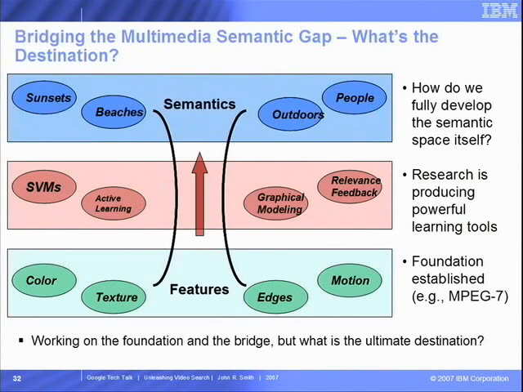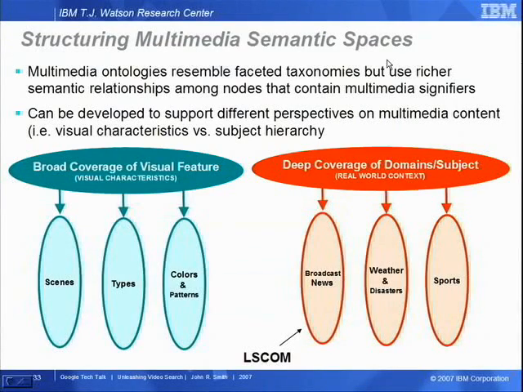In other words, just demonstrating that you can detect a sunset well may be neat, but really, is that what the user needs in the end for search? So it's important to develop these semantic spaces, and there are a number of dimensions that need to be considered to do that. And this also maps back to the ideas about wanting to have broad coverage.